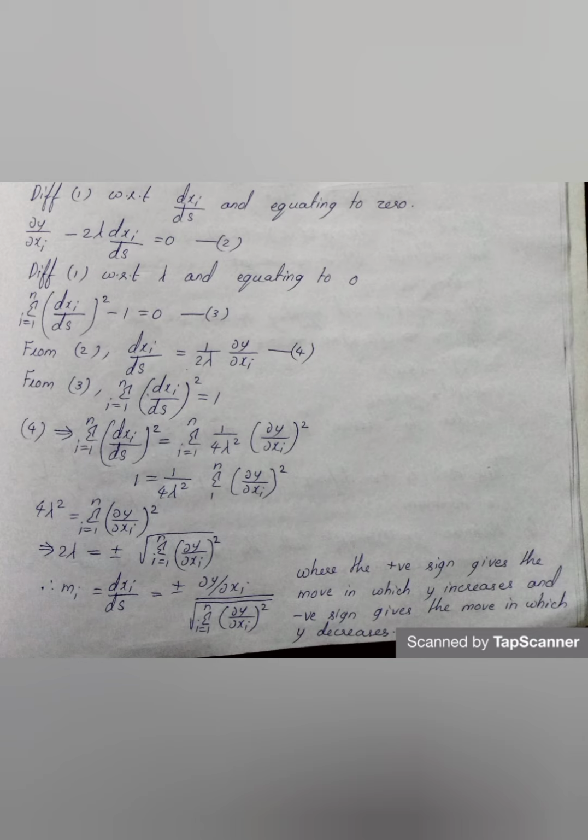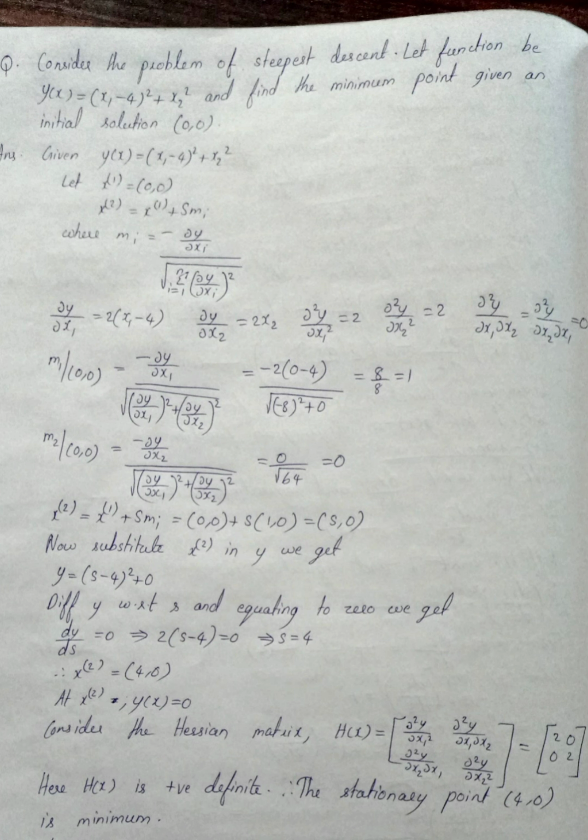Our mi is dxi by ds, and from equation 4 we know that 1 by 2 lambda dou y by dou xi equal to dxi by ds. Substituting 2 lambda that we obtained above, we get mi equal to plus or minus dou y by dou xi by root of sigma i equal to 1 to n (dou y by dou xi) whole square. This positive sign of mi gives the move in which y increases and negative sign of mi gives the move in which y decreases. Consider the problem of steepest descent.